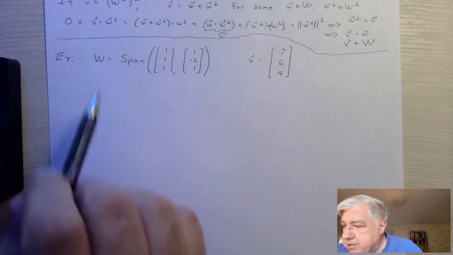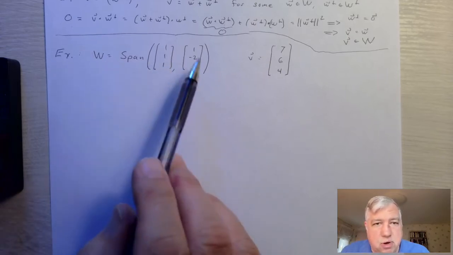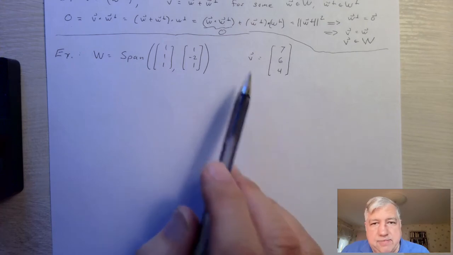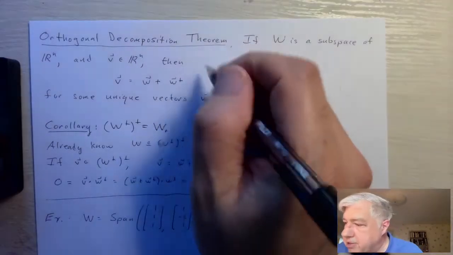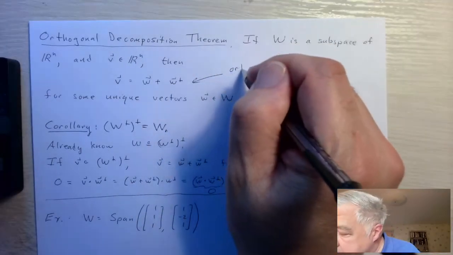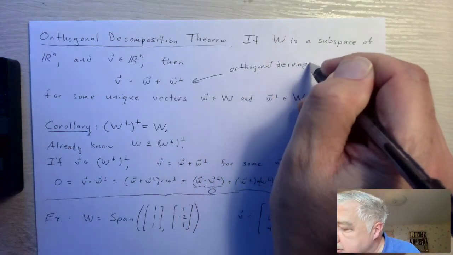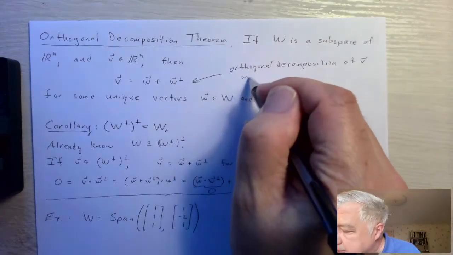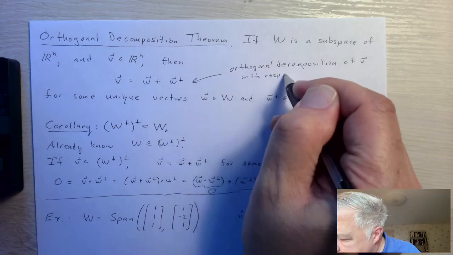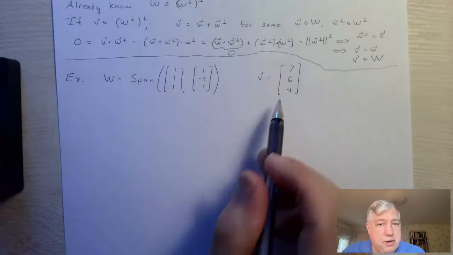All right, so we've started off with a subspace, which is the span of these vectors 1, 1, 1, and 1, negative 2, 1, and we'd like to find the orthogonal decomposition of V. So that's what we mean by this. I should say that this is what we call the orthogonal decomposition of V with respect to W. Okay, so we would like to do that here.